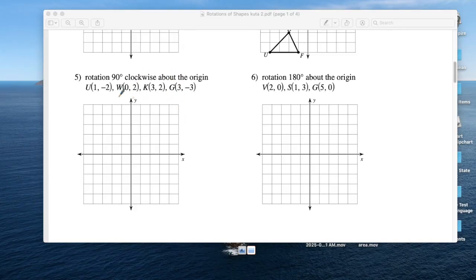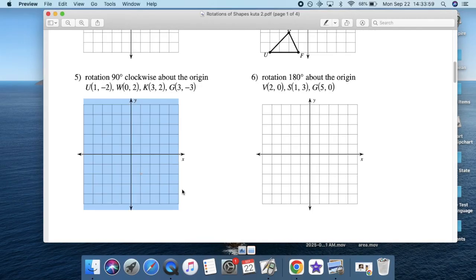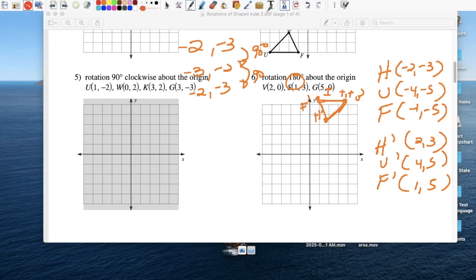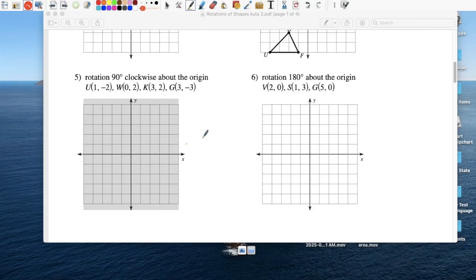90-degree rotation about the origin. So now we're going to plot. So 1, -2. So let me write that. So the first one, 1, -2 is here, so that's point U. W is 0, 2, up 2. K is 3, 2, 1, 2, 3, 2 up. And G is 3, and negative 3.